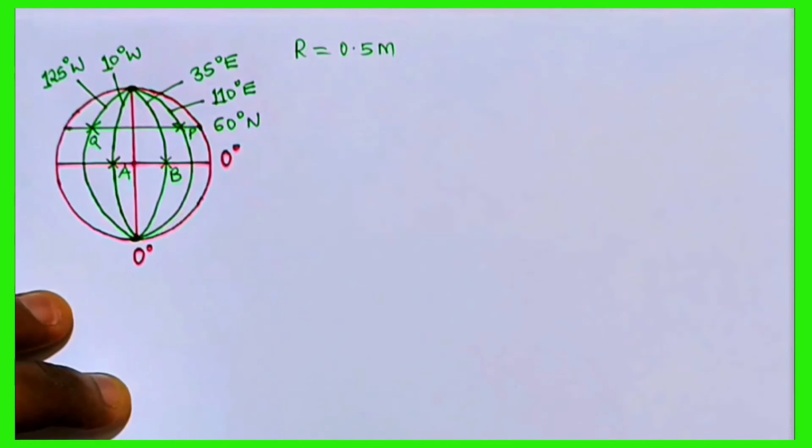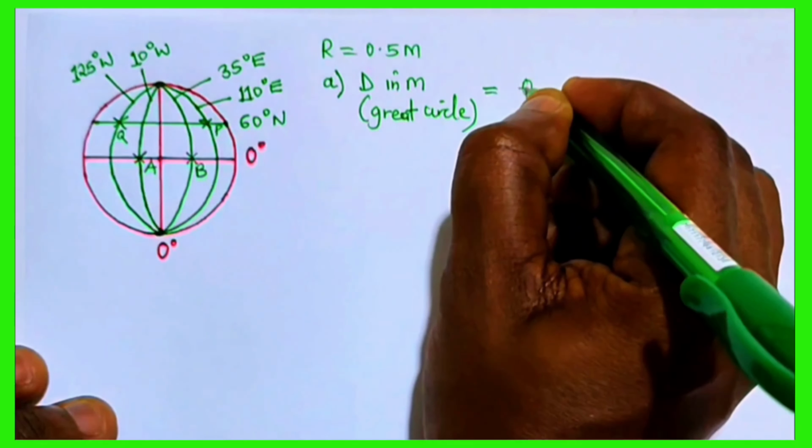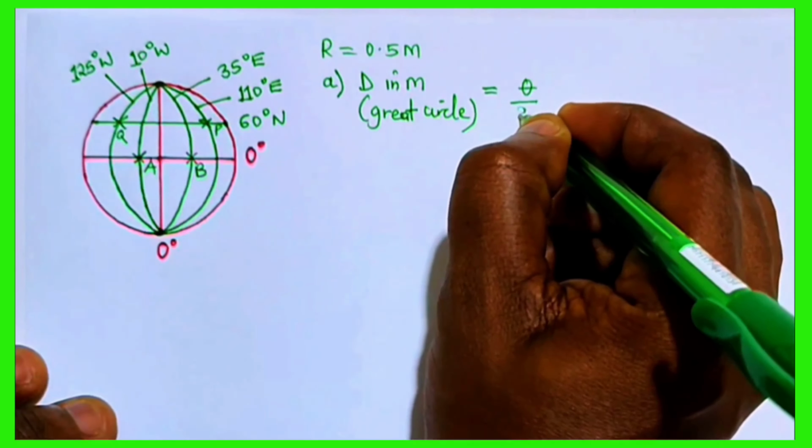Part A of the question. Find the length of the arc AB, leaving your answer in terms of pi. So this is the length of the arc AB. So it is along a great circle. So we are going to consider distance, this time in meters, and it will be along a great circle, and this will be equal to theta divided by 360 degrees, and then we multiply by 2 pi r. And what is the value of theta?